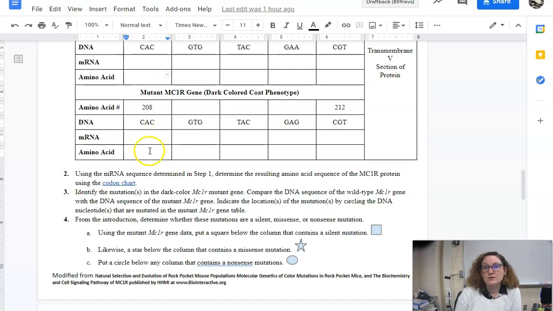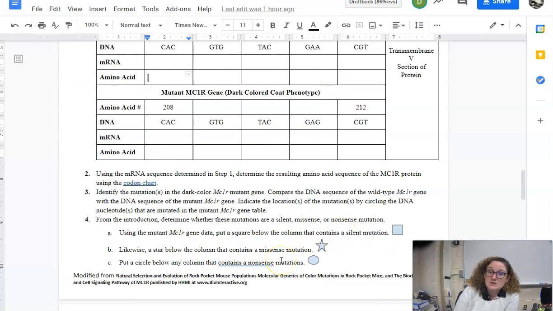And then you're going to do the same thing for the mutant. So this is the one that causes them to have the dark color. What you're going to do is then look at it and decide if there's anything that's different in terms of the mRNA, but no change in the amino acid, then you have a silent mutation. If it's a missense mutation, meaning that it just alters the amino acid, then you're going to put the star. If it's a nonsense mutation where you're getting a stop codon in the middle of this, because since it's transmembrane, it's the middle of the protein, then if you get a stop codon, it's going to be a nonsense mutation. And so then you put that symbol there.